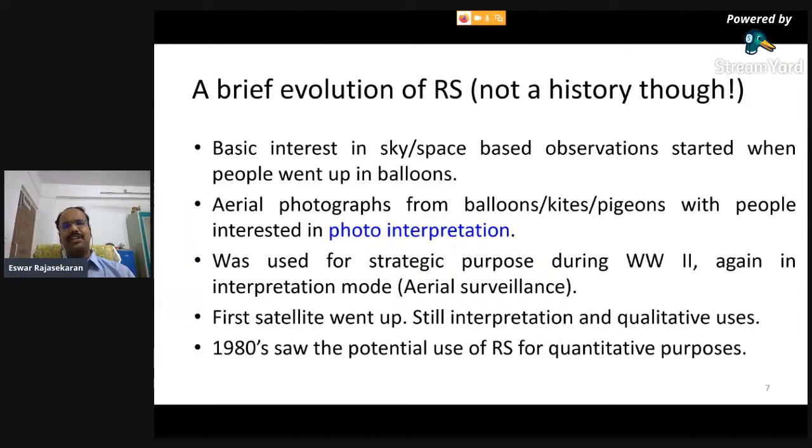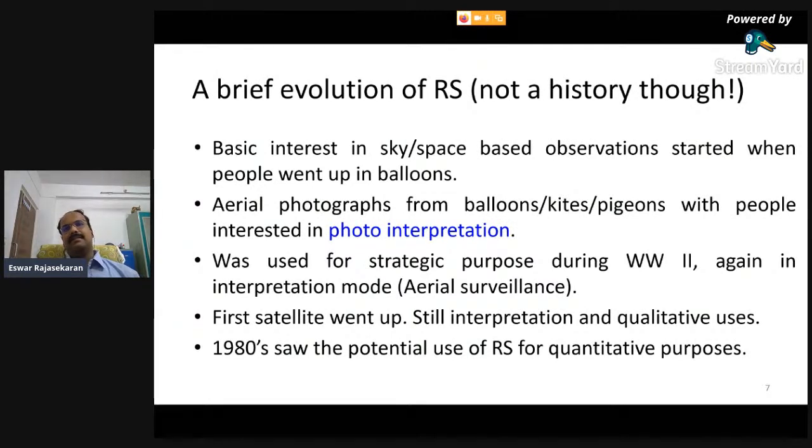Just to give a brief evolution of remote sensing, how this started and how it progressed, just to give a feel for where remote sensing stands right now as a technology. Okay, so the basic interest to see the Earth from the sky was there for a very long time. There is a quote by Socrates, I guess, if I remember correctly, that in order to appreciate the Earth better, you should be seeing the Earth from above the atmosphere.